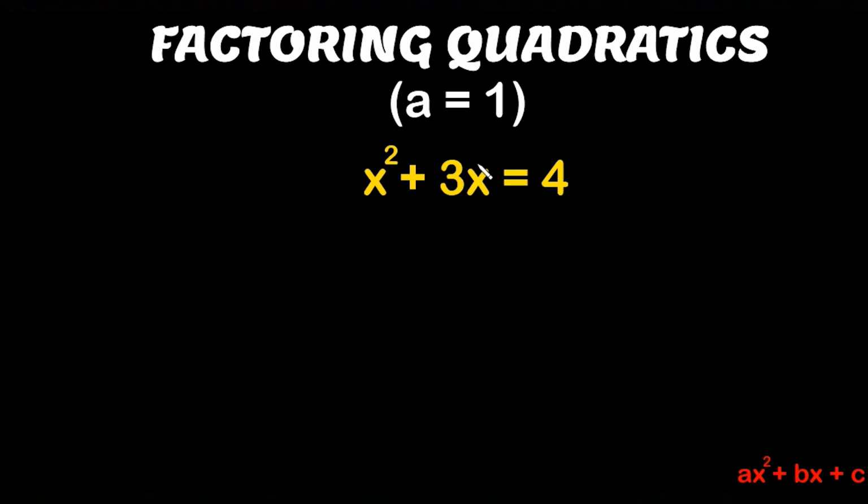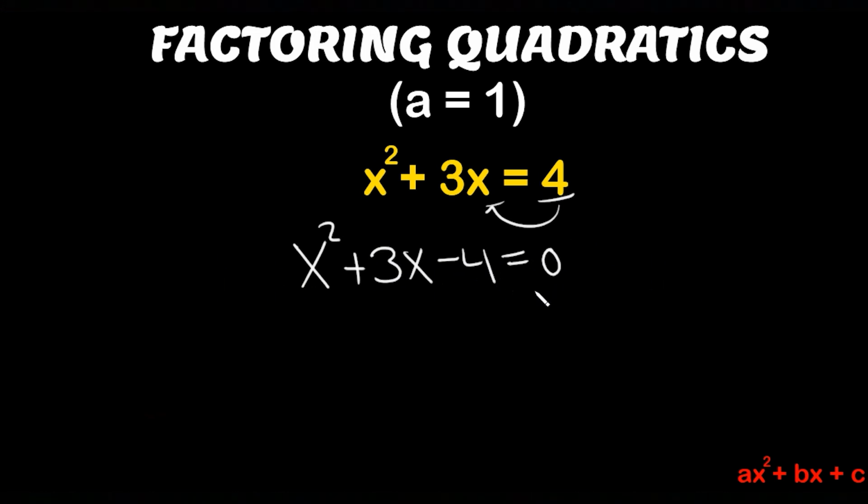Okay, here's our next example. And again, step 1, is it set equal to 0? And it's not. So I have to take this positive 4 and I have to move it over. So doing that, I'm going to get x squared plus 3x and then minus 4, all equal to 0, okay? Now, can you pull out a greatest common factor? And I cannot, right? All three of these terms here do not have something in common other than 1. So I can't pull out a greatest common factor. We're going to go right into the AC method.